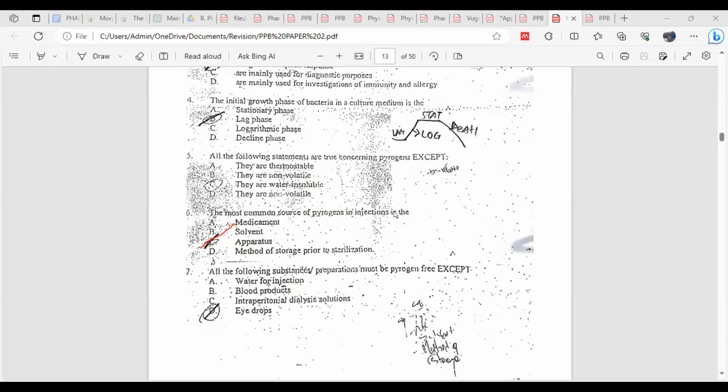What do they mean by injections? They mean injectables. Pardon? Do they mean injectables by injection? In injections, I think so, yeah. Yeah, it's the apparatus.